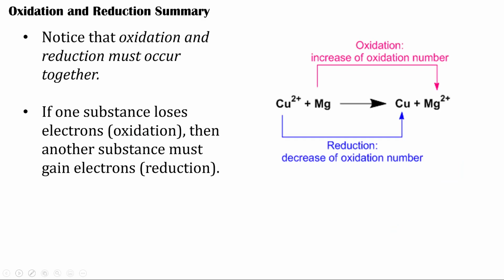So, oxidation and reduction summary. Notice that oxidation and reduction have to occur together. So if one substance loses electrons, then the other substance has to gain them. Whatever is losing the electrons is basically giving its electrons to whatever is being reduced. So we have something being oxidized, this thing shoots out electrons, and they go to whatever is being reduced. So they actually feed into one another. With the reaction that we've been looking at, magnesium gets oxidized while copper is being reduced. So magnesium is giving its electrons to copper.